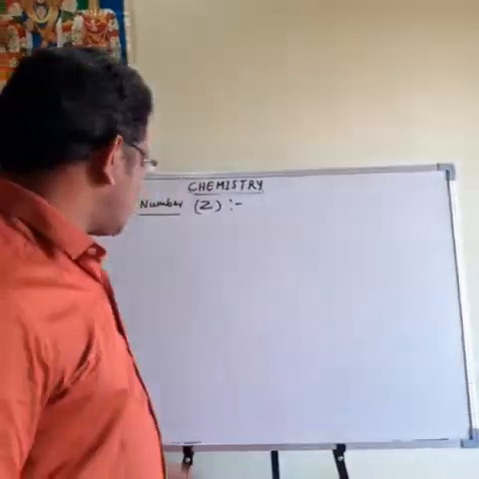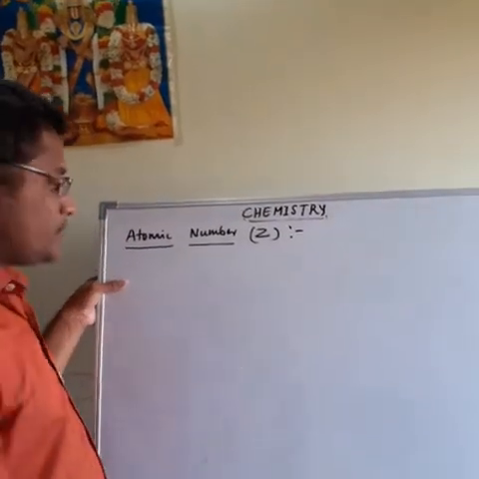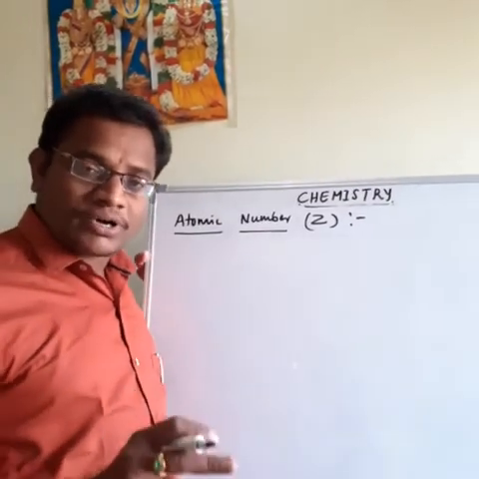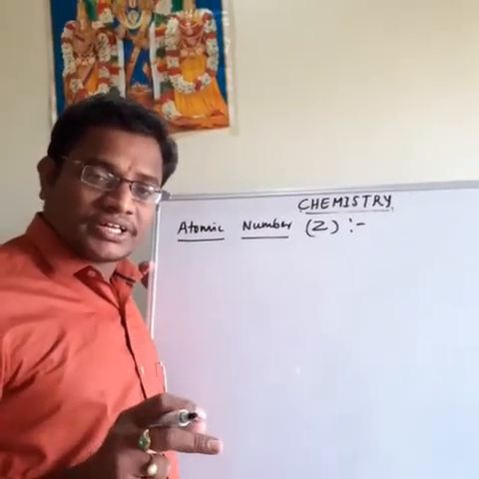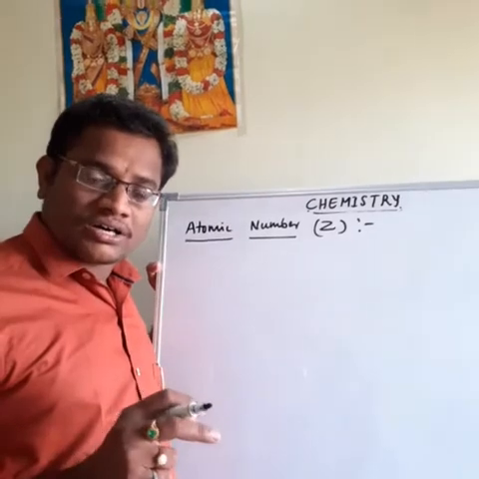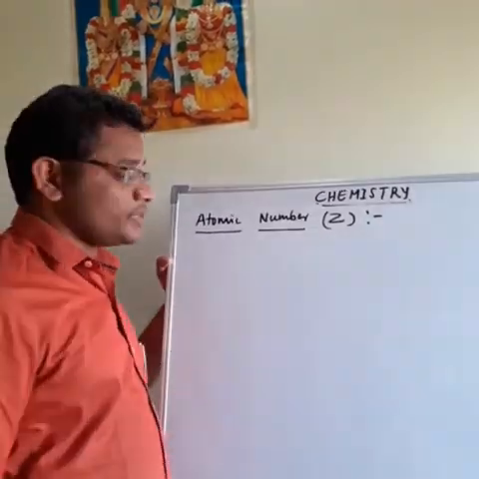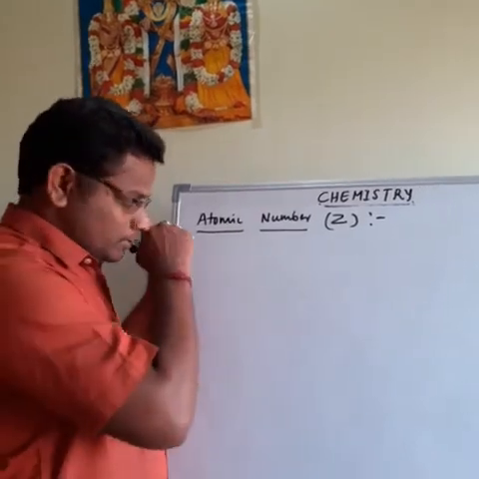See here, atomic number is represented by Z. So what is atomic number? The number of electrons present in the atom, or the number of protons present in the nucleus of the atom, is nothing but the atomic number.